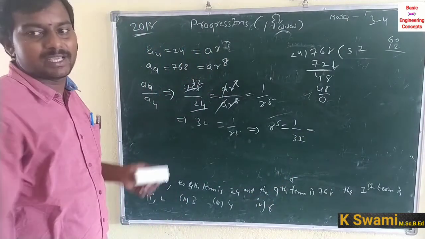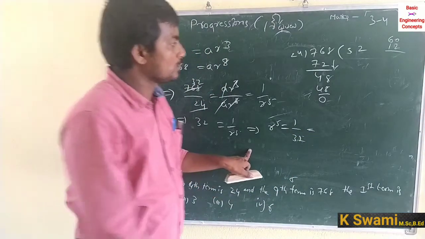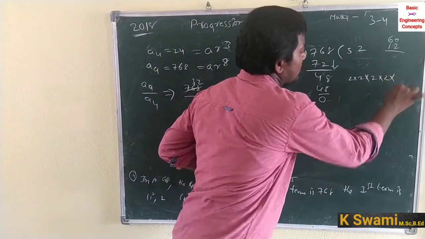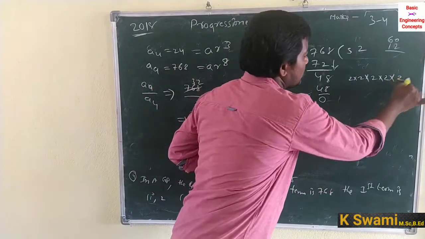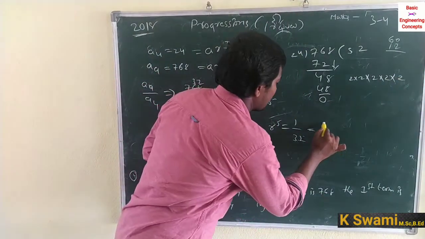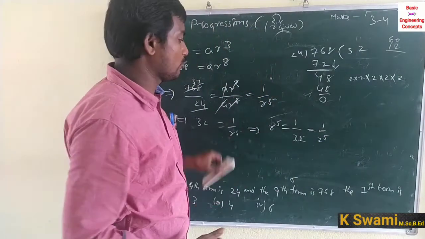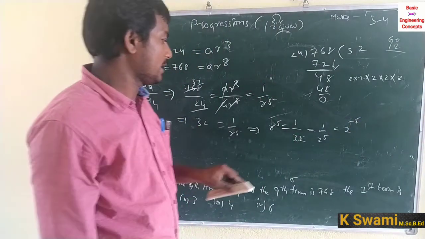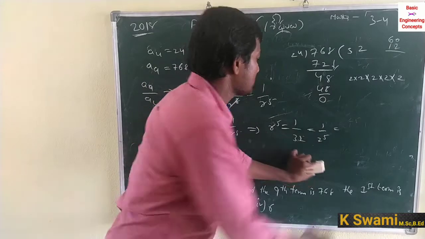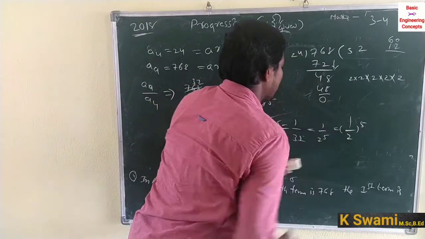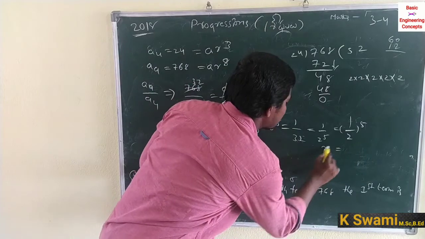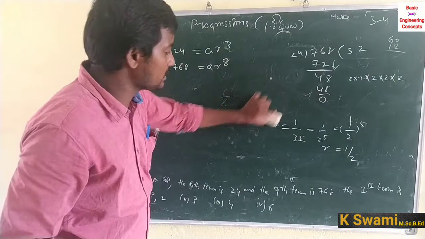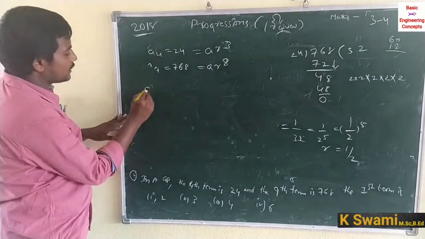So 1/32 means 2 into 2 is 4, and 2 is 8, and 2 is 16, into 2 is 32. 2 power 5, so 1/2 power 5. So means 2 power -5, that is 1/2 whole power 5. So that is equal to r is equal to 1/2. The common ratio is 1/2.